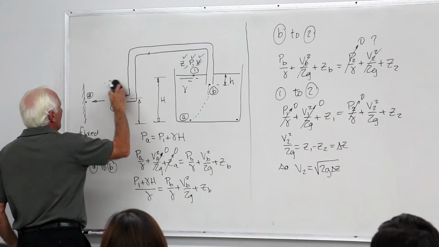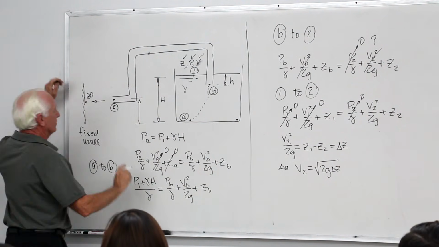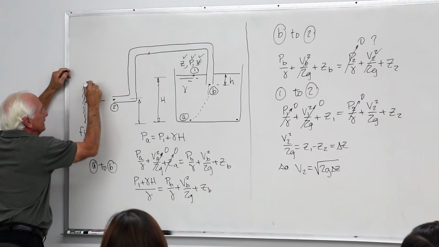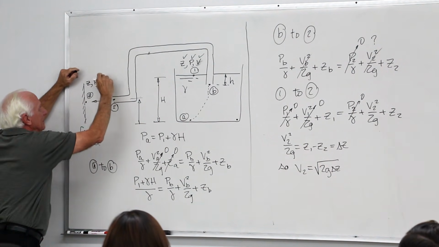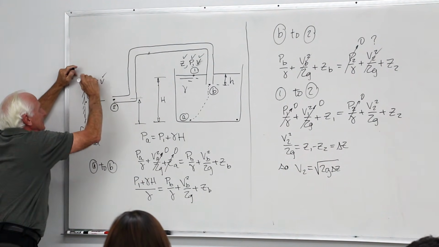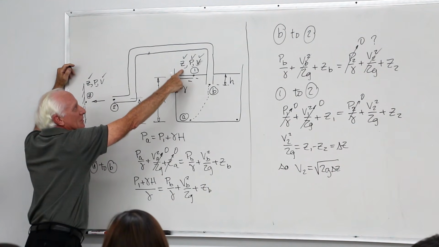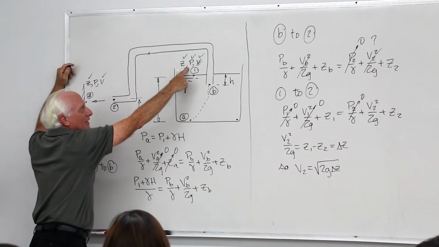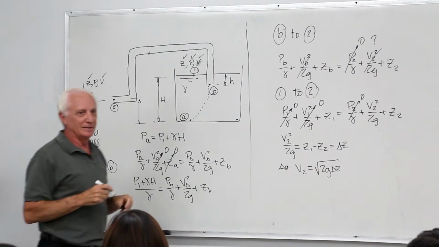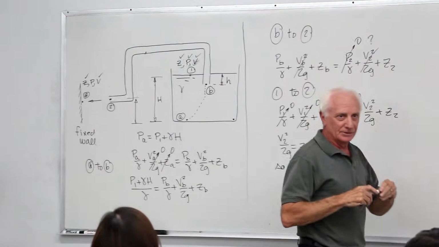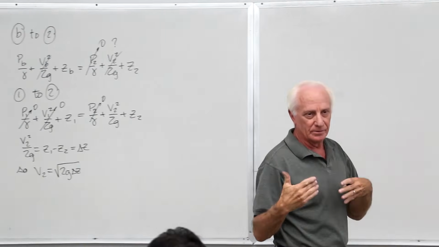Now I go from 1 to 3. Z, P, V. Do I know V? Yes, I do. Do I know Z? Yes, I do. Do I know Z1? Yes. Do I know P1? Yes. Do I know V1? Yes. Unknown? P. That's the way you play the game. So you logically think those things out.